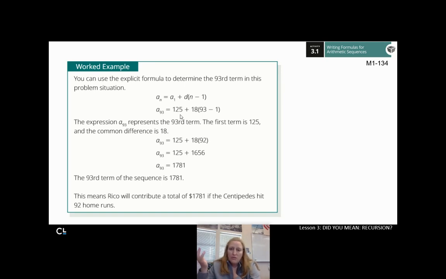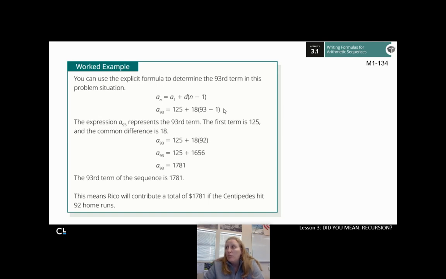He's going to donate $125 no matter how many home runs are hit, even if no home runs are hit. And we also know that the common difference, that plus, plus, plus, plus, is 18. So that's where I'm going to put that in there for d. And now we're ready to go, right? If I want to find my 93rd term, I just got to clean this up.